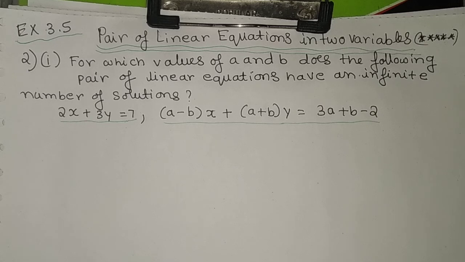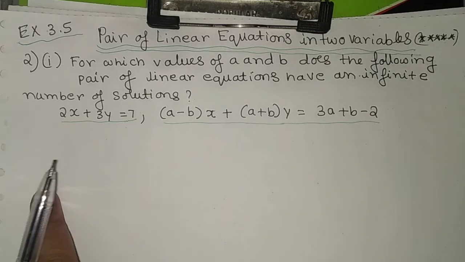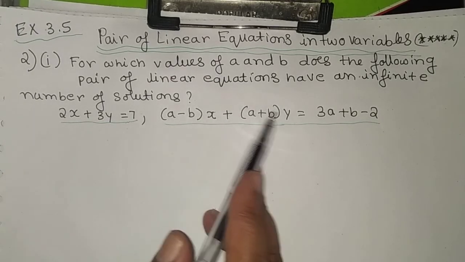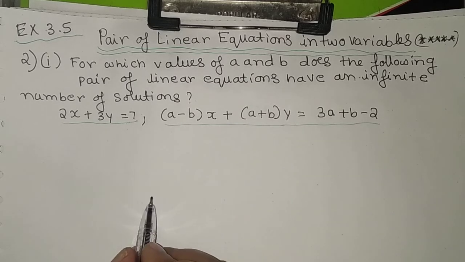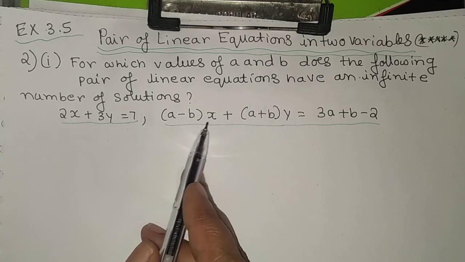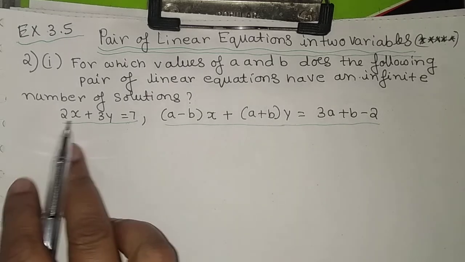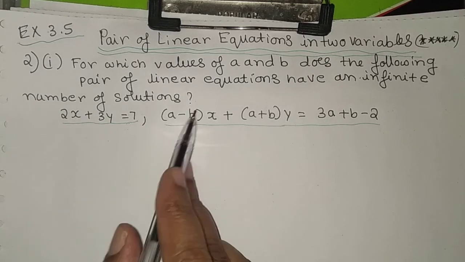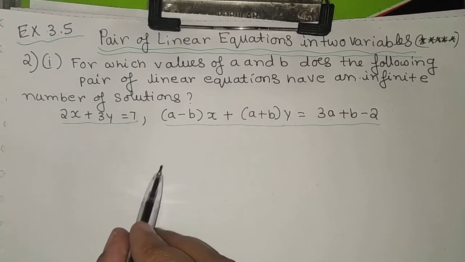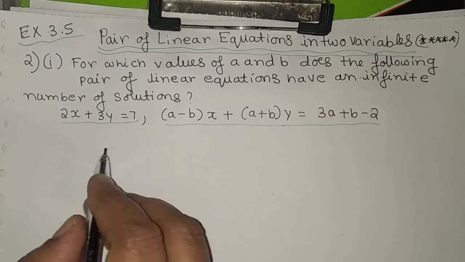Exercise 3.5, second main problem, the first problem. For which values of a and b does the following pair of linear equations have an infinite number of solutions? So we have to find the values of a and b for which this pair of linear equations has infinite number of solutions.